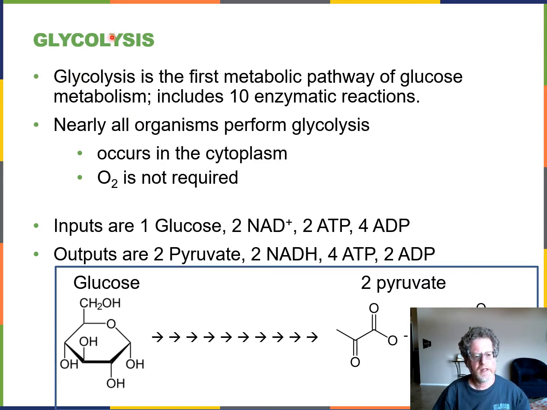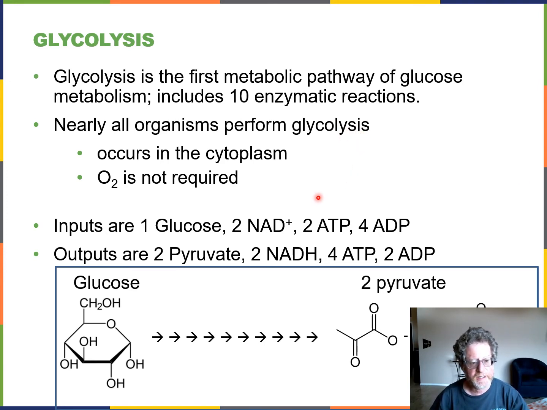So glycolysis means glucose breaking, and you'll see that glucose breaks apart during glycolysis. It's the first metabolic pathway of glucose metabolism, and there are 10 enzymes involved. Nearly every organism does glycolysis. It's one of the most ancient metabolic pathways around. So everything from bacteria to fungi, plants, animals, everything does glycolysis.